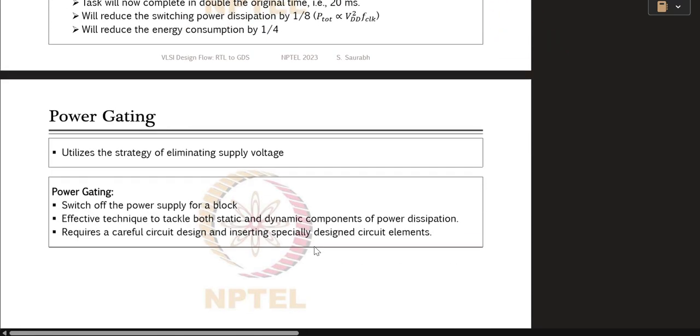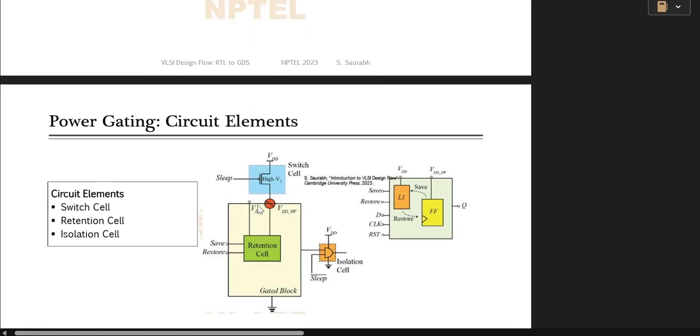Now, power gating uses the strategy of eliminating power supply. So, switch off the power supply of the block when it is not required. It happens that some parts of the circuit are required to be connected to the power source only for a certain period of time when its computation is required. It is not necessary that for the entire process to be running, the switch needs to be closed for that path. Okay, so power gating means we will eliminate the power supply whenever it is not required.